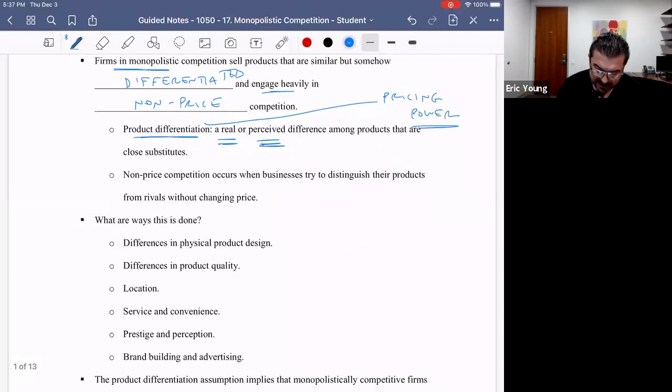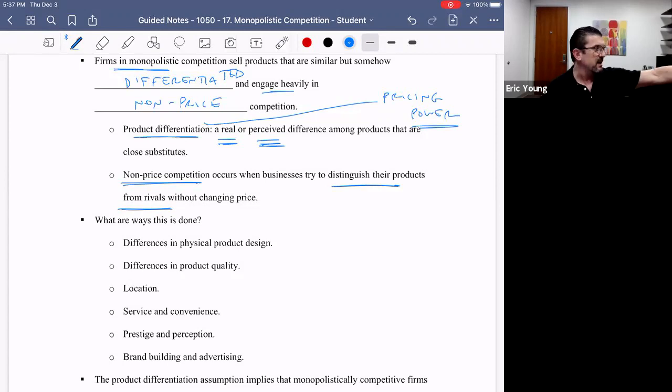The other thing to point out is this idea of non-price competition. You can consider product differentiation to be one of multiple forms of non-price competition. And non-price competition is a real broad term in economics and business strategy that just basically refers to the different tactics or strategies that businesses take in order to distinguish their products from substitute products without changing the price. Okay, and there's lots of ways that companies do this.